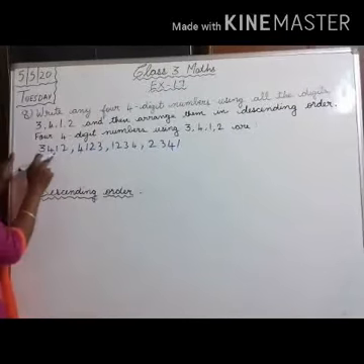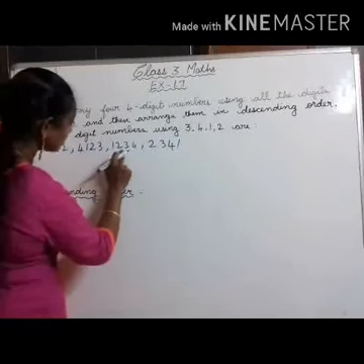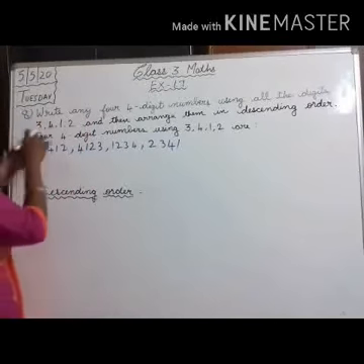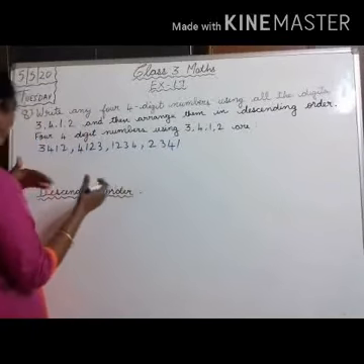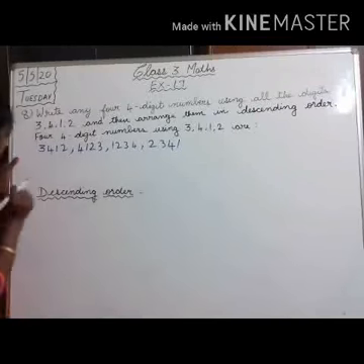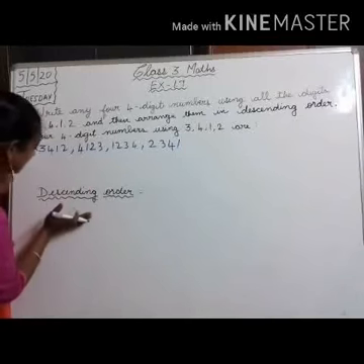3,412, 4,123, 1,234, 2,341. We can write in any order, but now the numbers should be arranged in descending order.